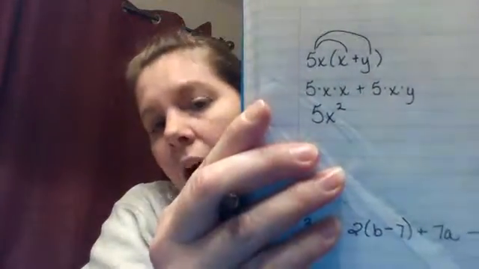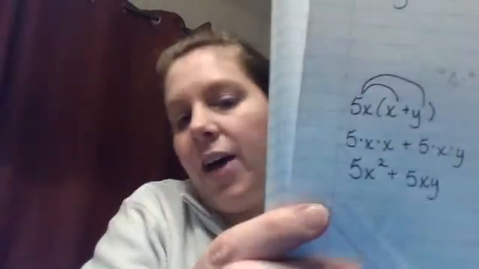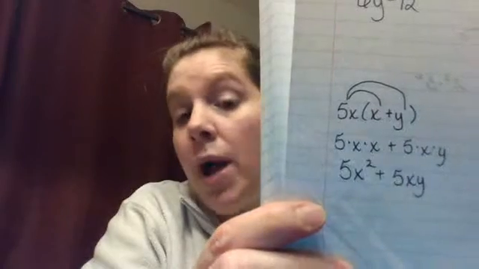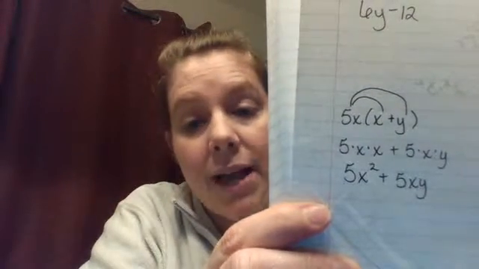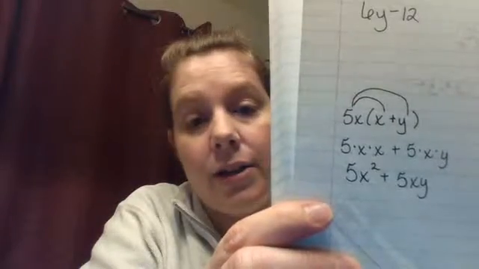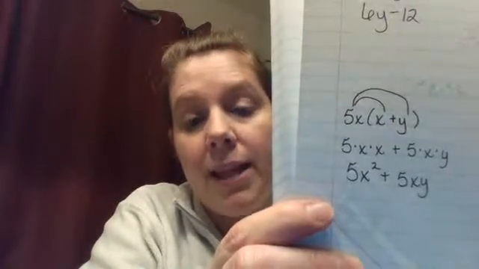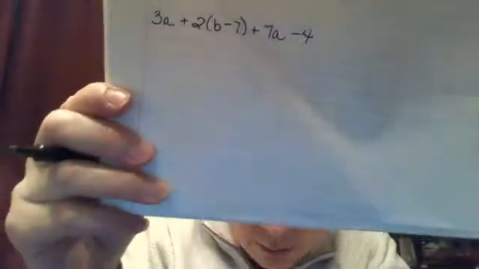And then 5x times y, that's 5 times x times y. I just write that as 5xy. So this is 5x squared plus 5xy, and that's all we can do. Remember, we can only combine like terms. x squared and xy are not like terms, so they cannot be combined. That's my answer. Now the very last one is really more complex.